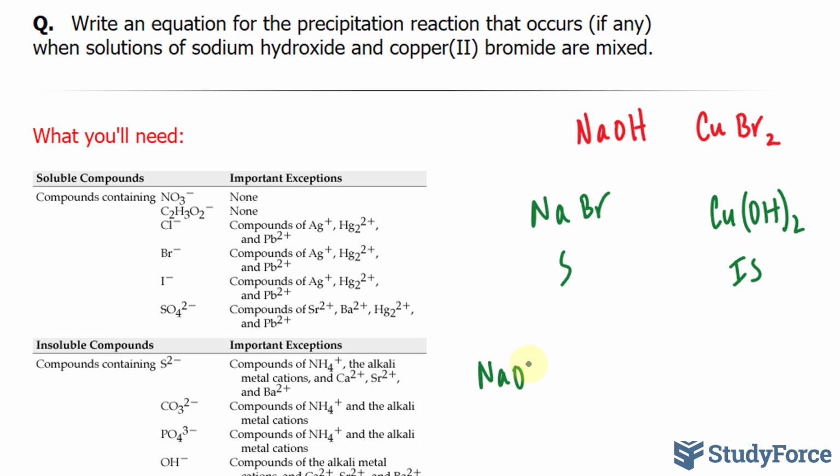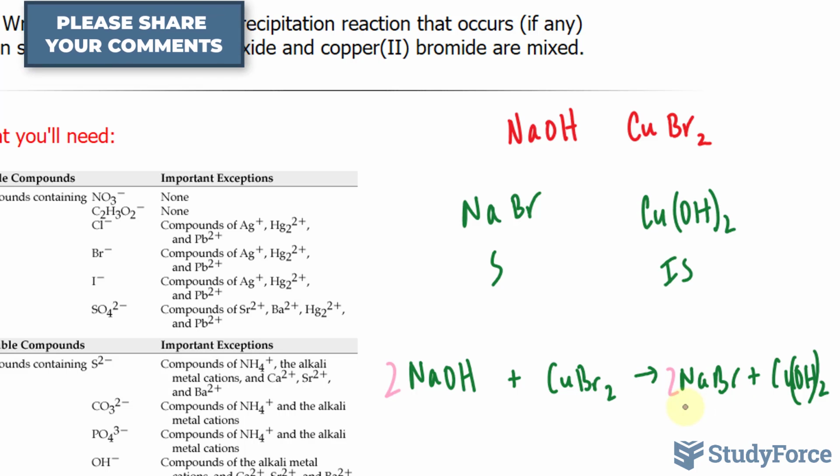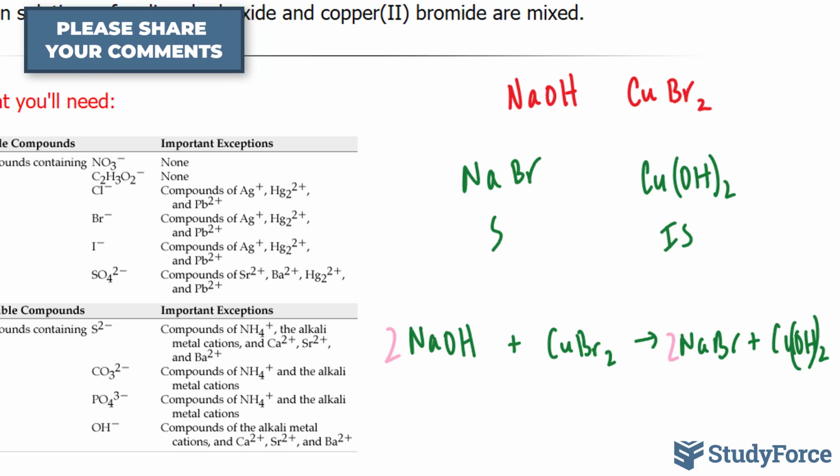We have NaOH plus CuBr2 yields NaBr plus Cu(OH)2. We have two OHs here, and we only have one here. So I'll put a 2 in front, and I'll put a 2 in front of NaBr. That will balance out the sodium on the left and the right side, and it will also balance out the bromines on both sides. This right here is our balanced chemical equation, and we also want to include their states.